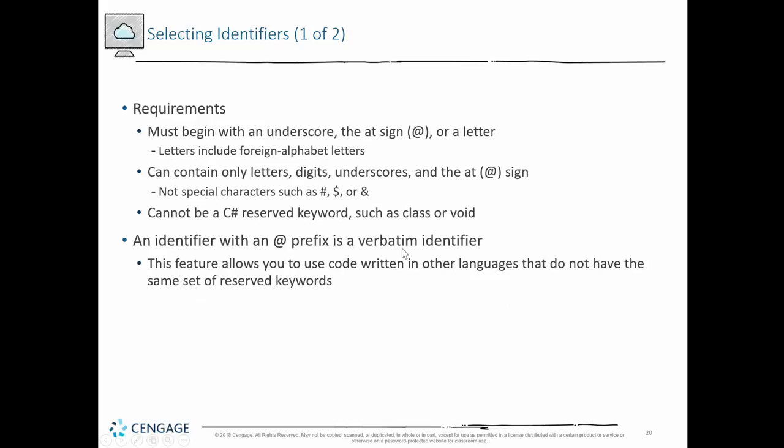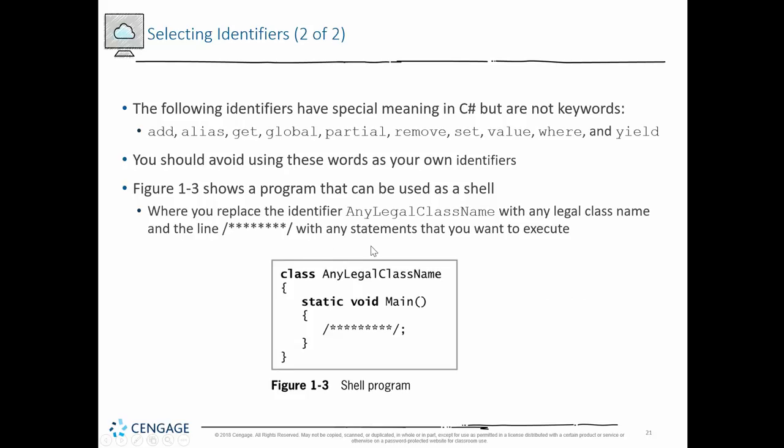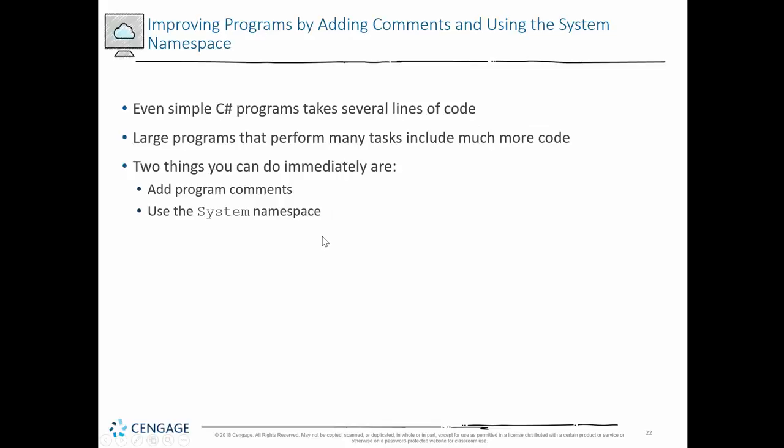They talk here about a verbatim identifier. It says this feature allows you to use code written in other languages that do not have the same set of keywords. We're not going to worry about that, at least for now. There are some identifiers in the C# language that have special meaning, but they're not keywords, and there's some examples. You'll know once you start creating things what's a keyword and what's not. We'll get into that as we go on. They talk about a shell here. Let's not. This just says that every program that we create at the beginning is going to have this kind of a template. I'm not going to worry about it.